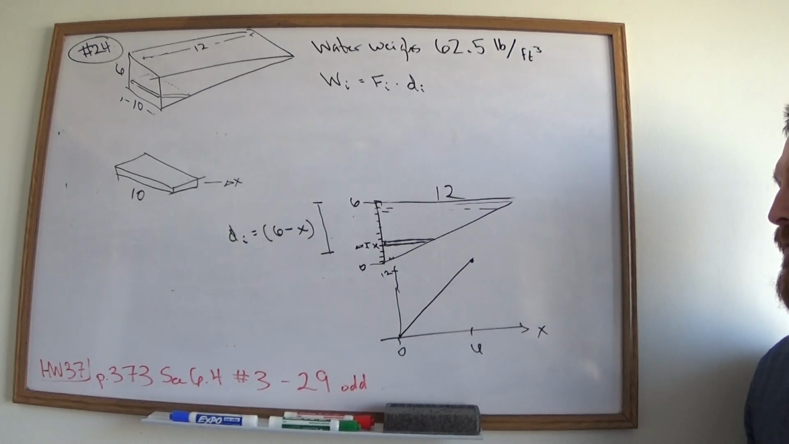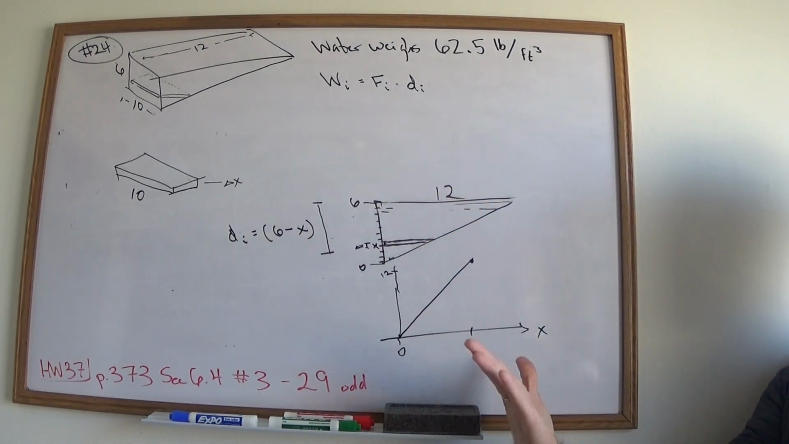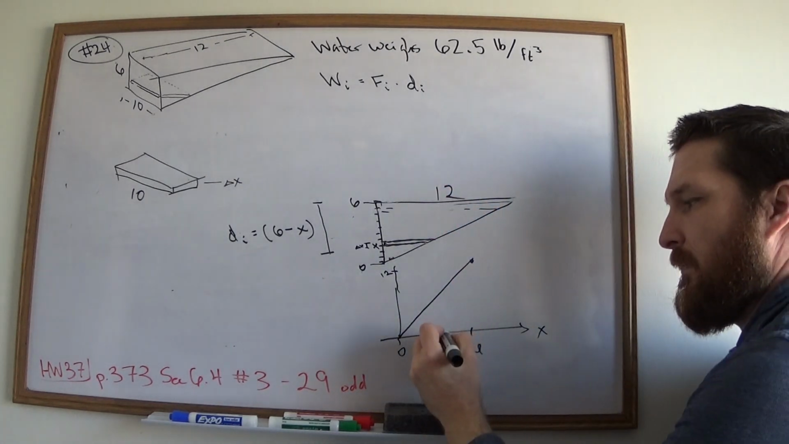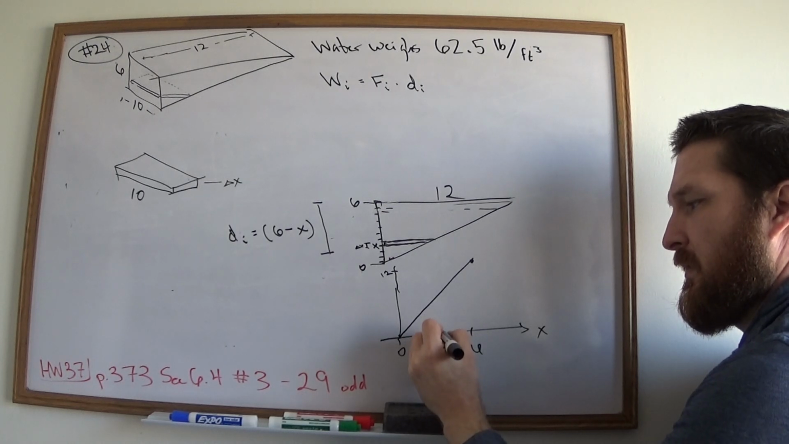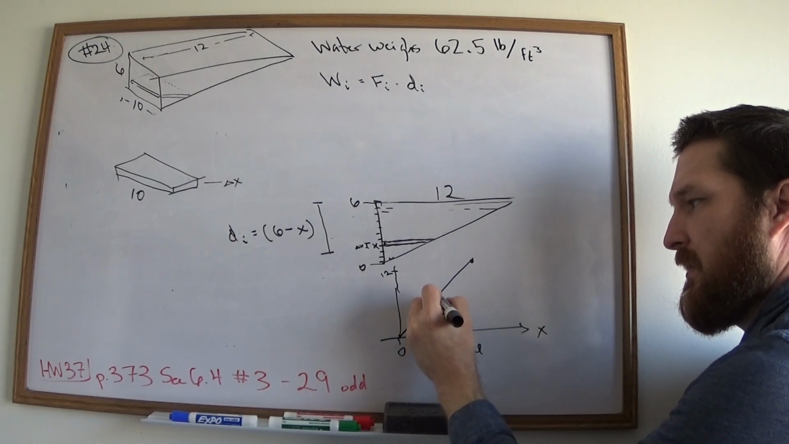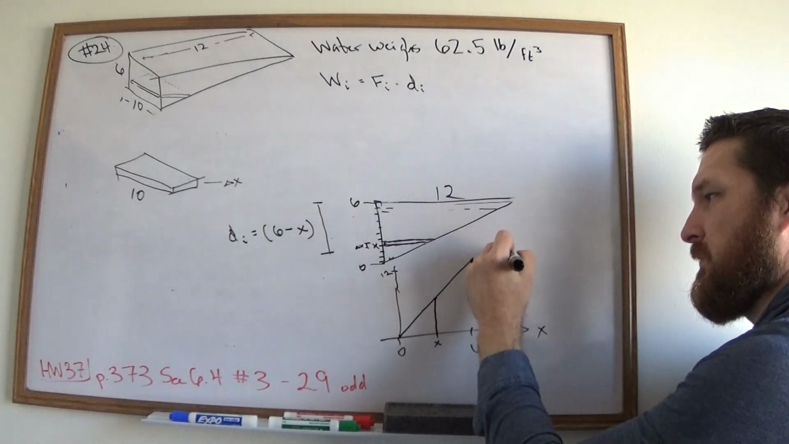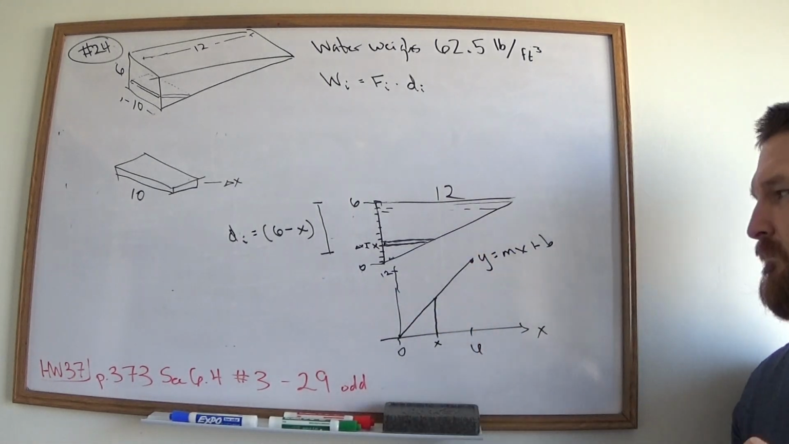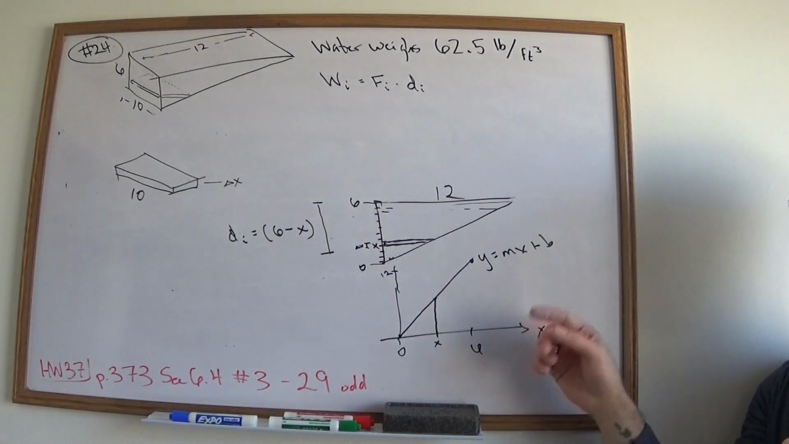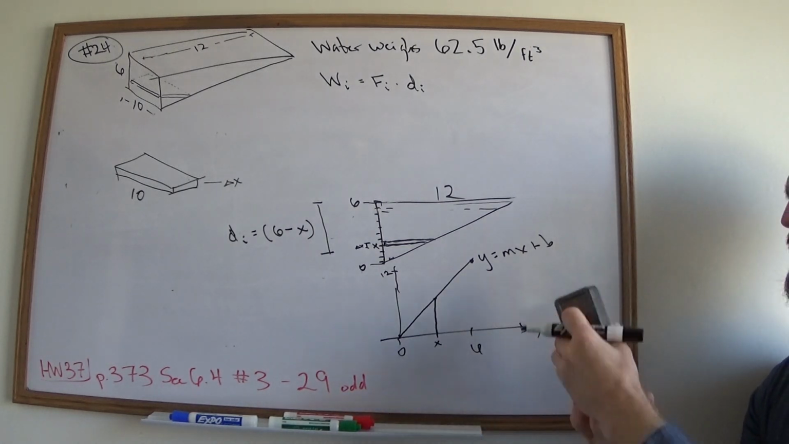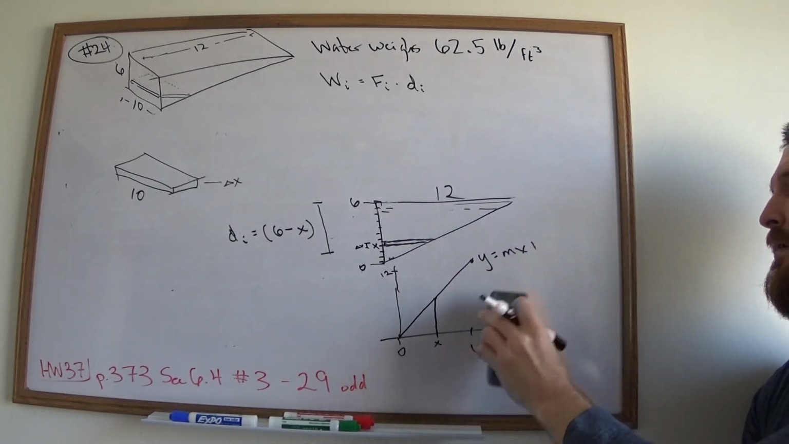There we go. So that's that. I've just flipped it, right? And when I'm at x, now what's that height? This is y equals mx plus b. B is 0. That's nice. So what's my m?